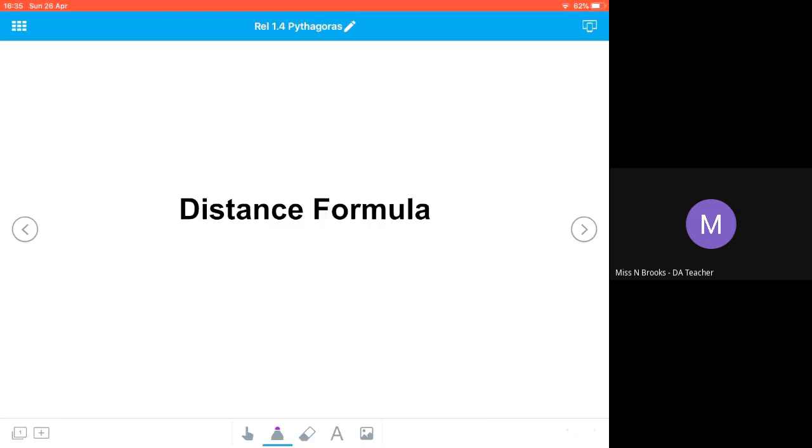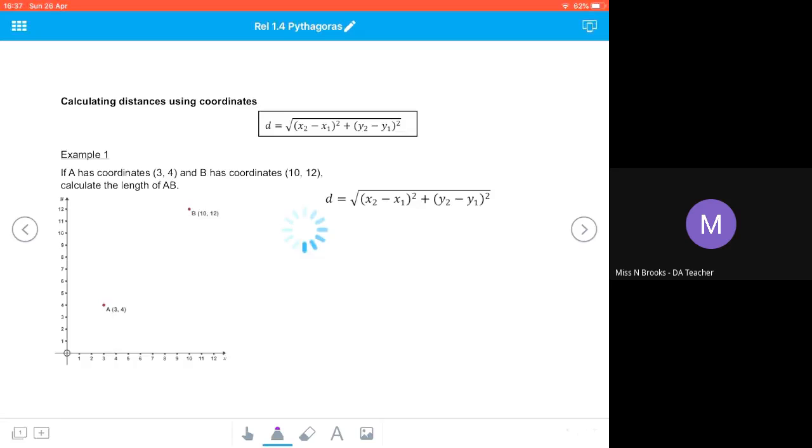So now we're going to look at the distance formula. The distance formula is used to calculate the distance between coordinates on a Cartesian grid without actually having to plot them. So d, the distance, equals the square root of x2 minus x1 all squared plus y2 minus y1 all squared. So in our example, if A has the coordinates 3, 4 and B has the coordinates 10, 12, we want to calculate the length of AB.